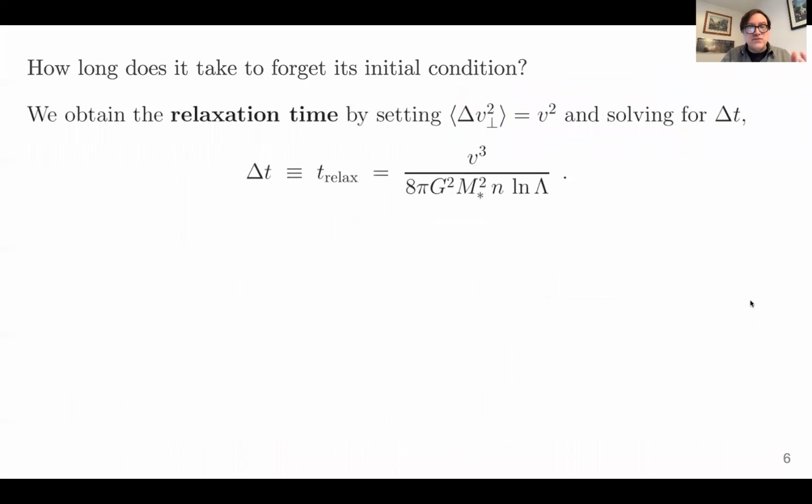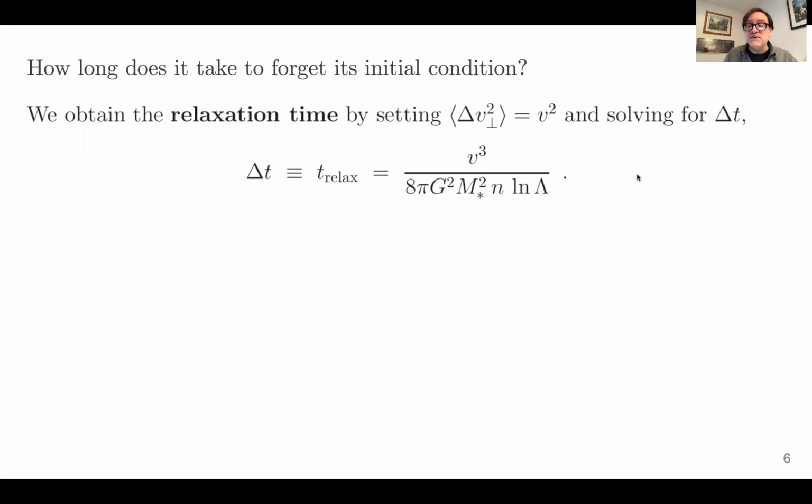Okay, so if we do that, we set the delta V perp squared equal to the initial V squared, and we solve for the delta T. And for the rest of this video, when we plug in these velocities, we're going to think of them as representative thermal speeds of the random motions, which is like the initial condition of any two objects that are going to come towards each other. They're both going to be sampling from that same distribution.